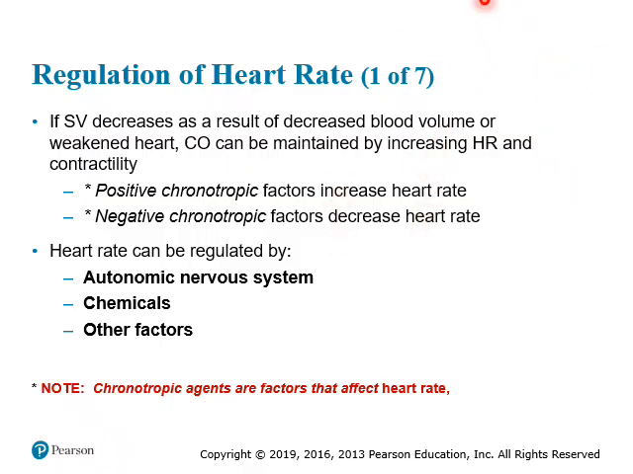Positive chronotropic factors will increase heart rate, while negative chronotropic agents can decrease heart rate. This effect is primarily mediated by the autonomic nervous system, which can adjust heart rate to meet varying demands. The heart can be regulated by three systems: the autonomic nervous system, some chemicals, and some other factors.